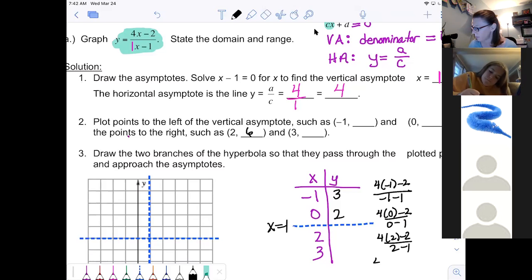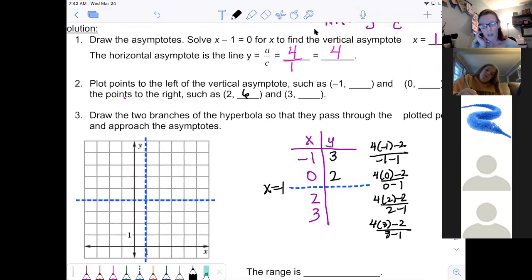And then finally, when I plug a 3 in, I have 10 over 2, which gives me a 5. So yes, you could pick more points. My graph is only so big, but we could have chosen a couple other points as well. But let's see if these 2 points work for us. So we have a value at -1 and up at 3, and then at 0, we're at 2.